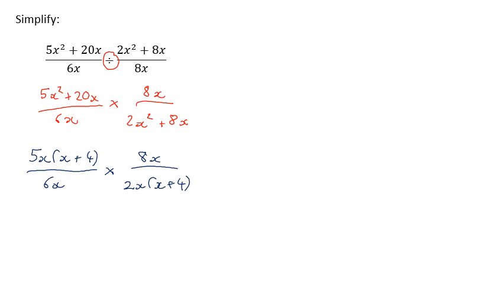We can simplify. So we can cancel out x plus 4 into x plus 4. We can cancel out this x. We can also cancel out this x. 8 and 6, well, they both divide by 2. 8 divided by 2 is 4. 6 divided by 2 is 3. Then let's multiply our numerators, which is 20. Multiply our denominators, which is 6. This simplifies to 10 over 3. Have a go at this question now.